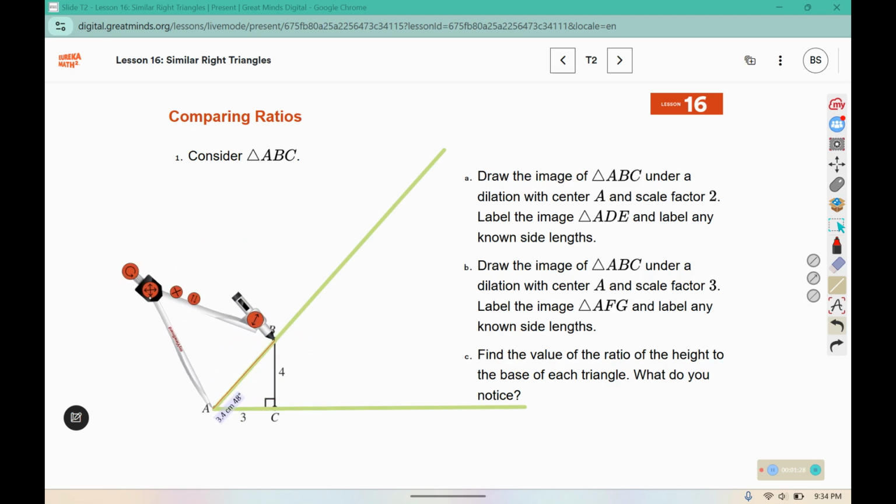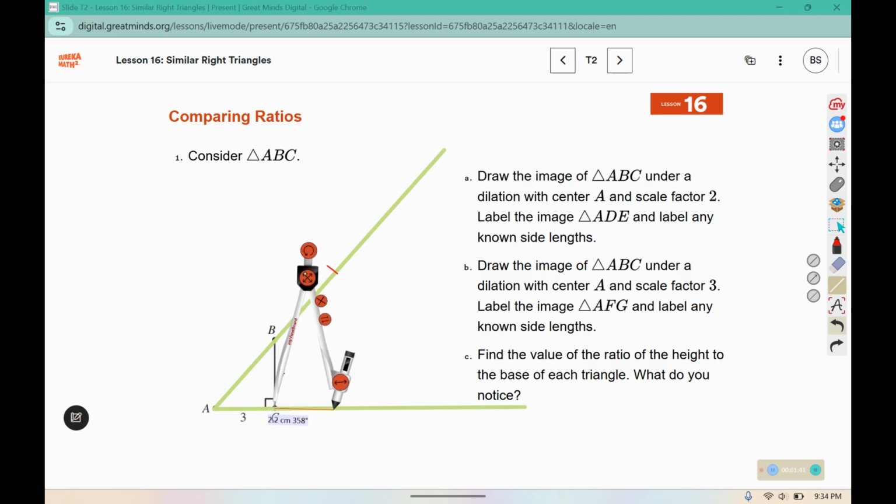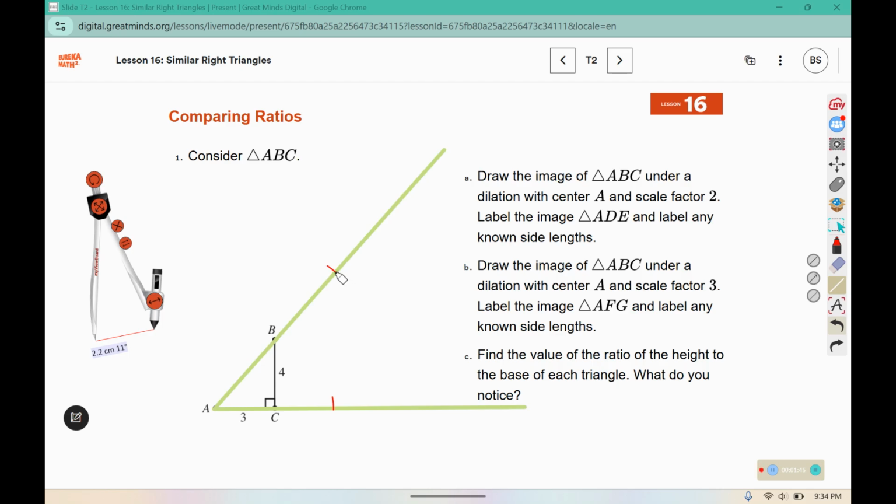So that would be a scale factor of 1. We want a scale factor of 2. And we will connect those sides. Now we have the triangle ADE.